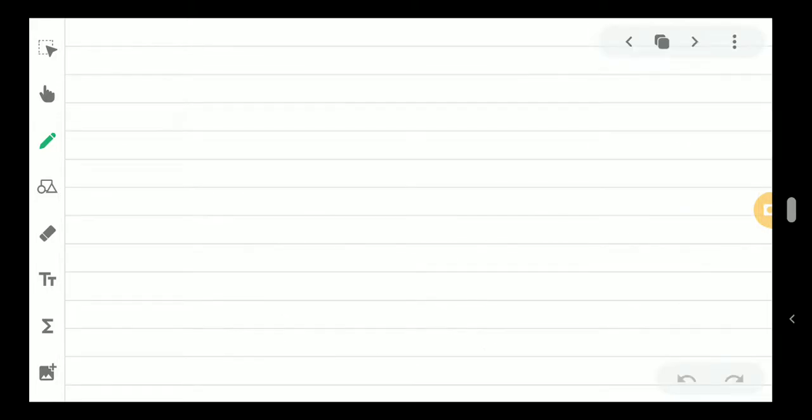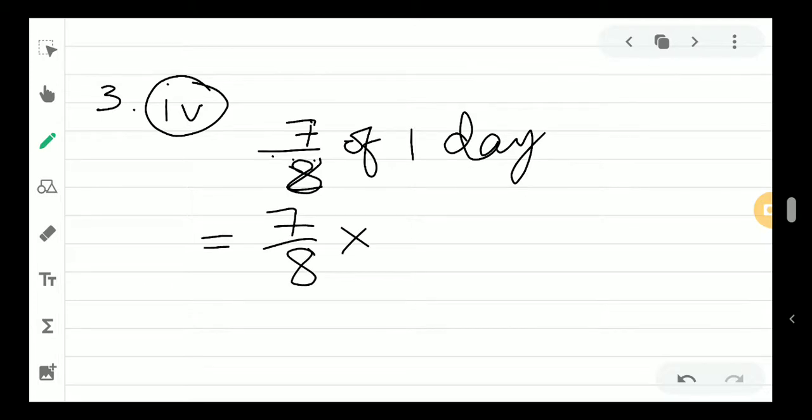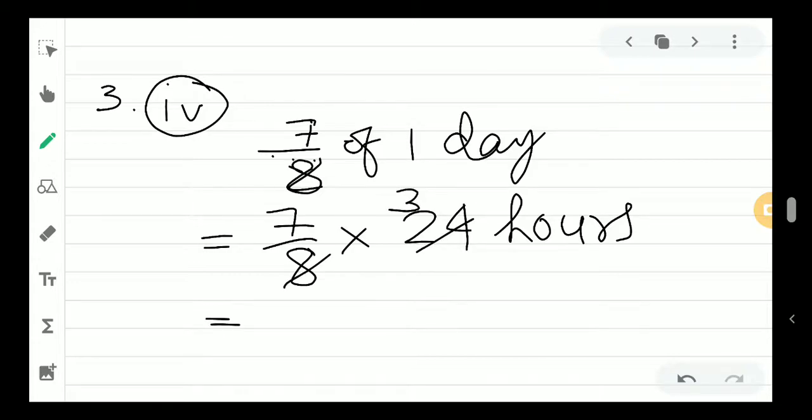In the same way we can do question number 3 4 of the same exercise. Here, 7 by 8 of 1 day. So 7 by 8 of 1 day means what? "Of" means multiplication, and 1 day means 24 hours. So 8 3 times is 24. So 7, what remains here? 7 into 3, 7 3s are 21. So 21 hours is our answer.